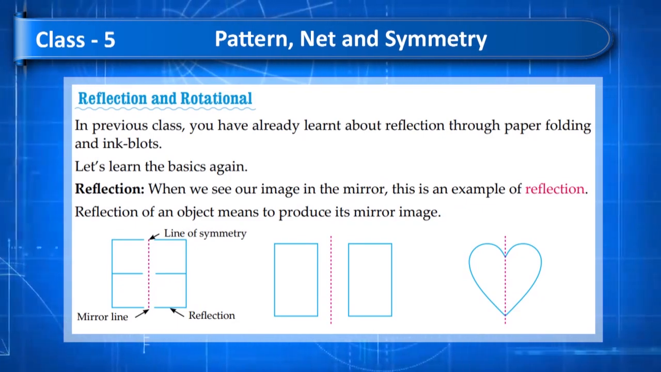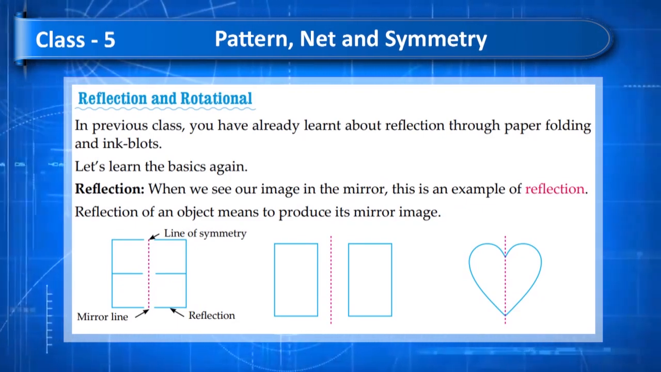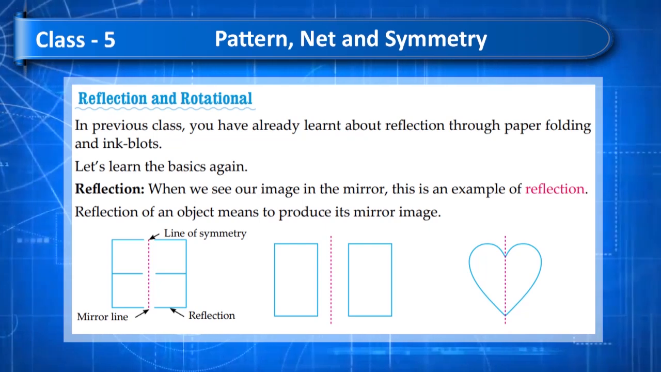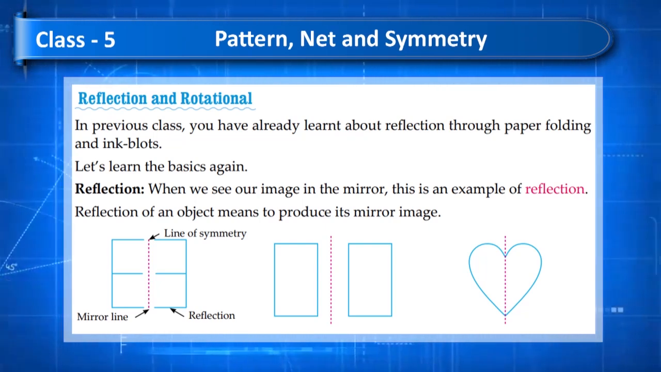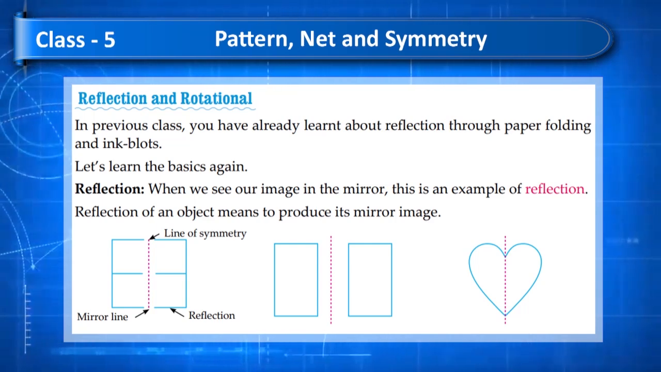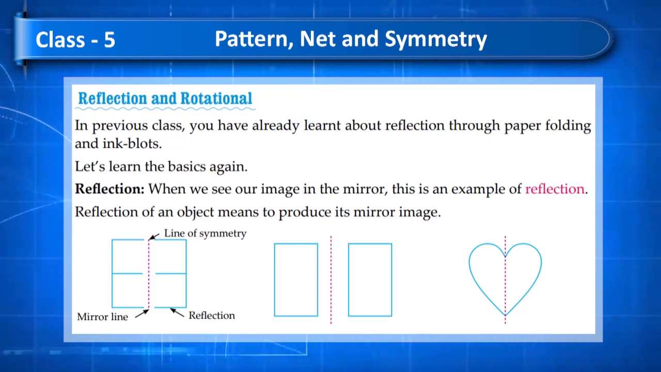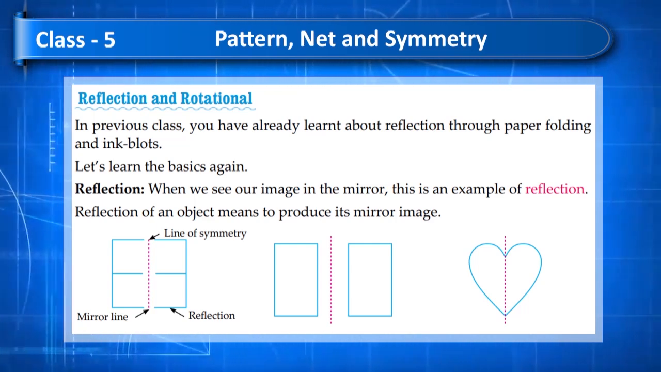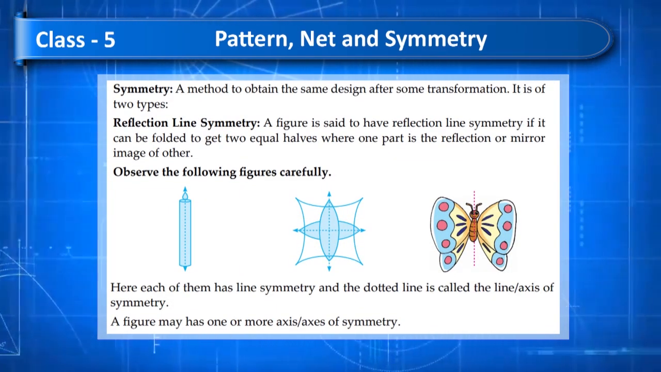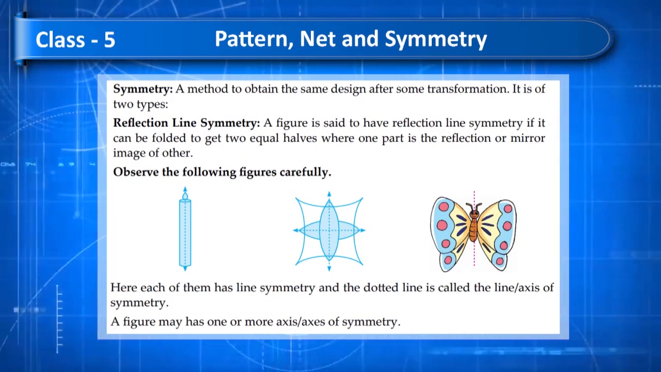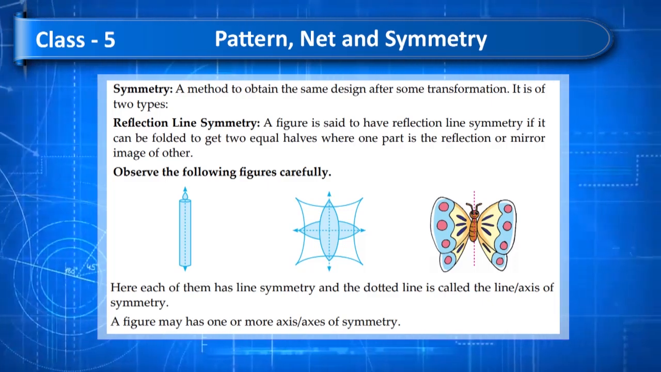Reflection and rotation. In the previous class you learned about reflection through paper folding and ink blots. Let us learn the basics again. Reflection. When we see our image in the mirror, this is an example of reflection. Reflection of an object means to produce its mirror image. Symmetry. A method to obtain the same design after some transformation. It is of 2 types.